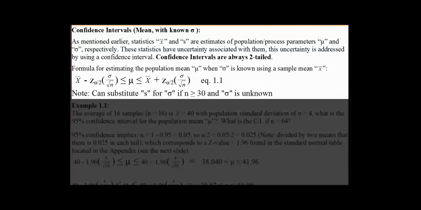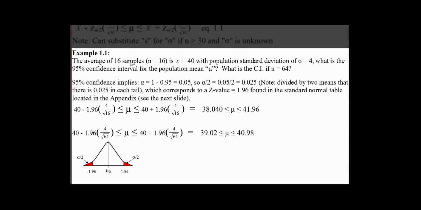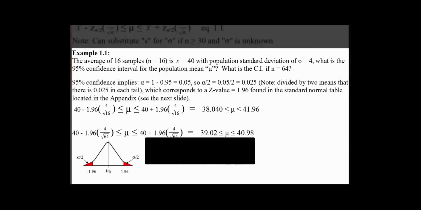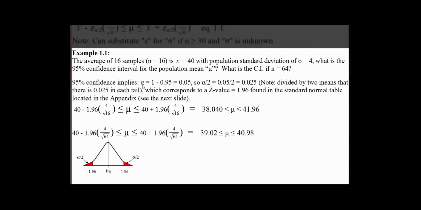Let's begin our discussion on confidence intervals for the mean when sigma, our process standard deviation, is known. Let's look at an example. The average of 16 samples is x bar equals 40 with population standard deviation sigma equals 4. What is the 95% confidence interval for the population mean mu? 95% confidence implies alpha equals 1 minus 0.95, which equals 0.05. In this equation here, we took alpha because it's two-tailed, and we divide it by 2, and we get 0.025, or 2.5% of the probabilities are going to fall into each tail.